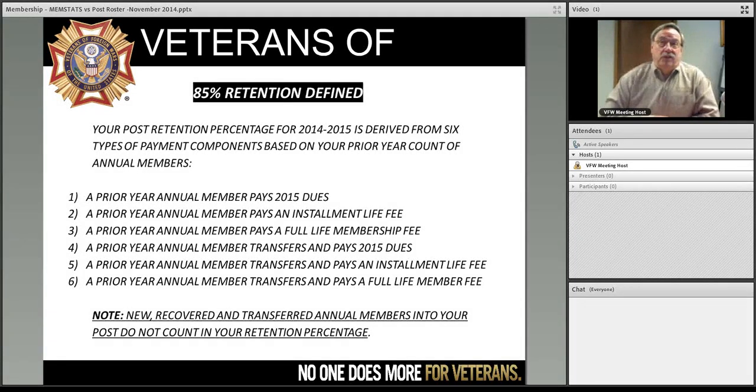It's extremely difficult for a line officer or a post officer to answer questions on membership program when you've never taken the time to download that program or to look at that program. But again, on page 9, we have defined what makes up your retention percentage. Your post retention percentage for 2014-2015 is derived simply from the 6 types of payment components based on your prior year count of annual members.